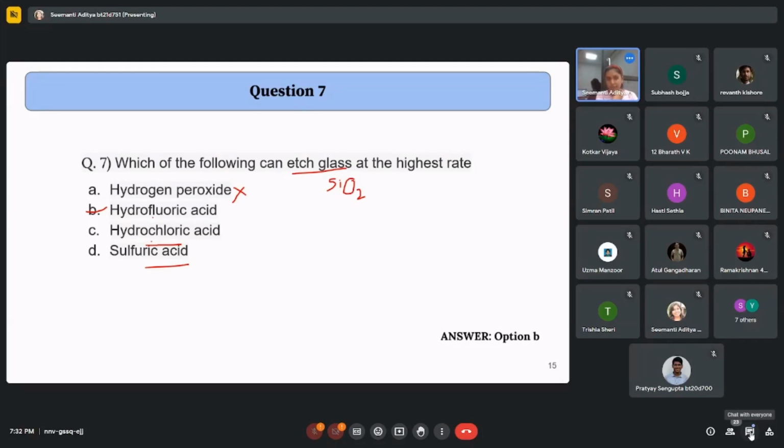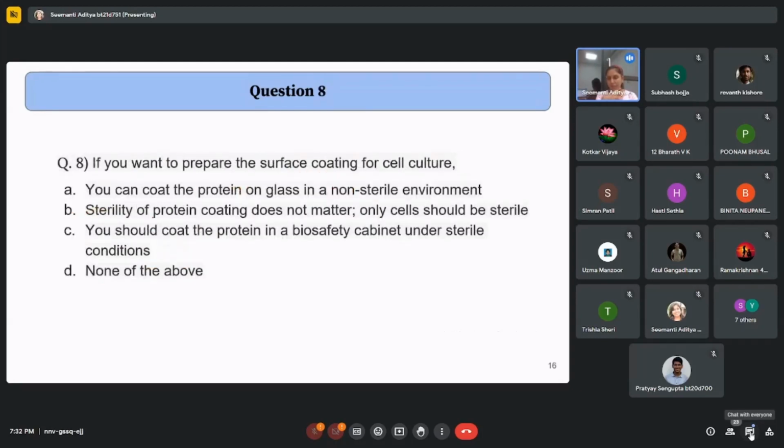Okay, not D. It has something to do with the electrons and the outermost shell. Long back in class 12 we used to study which element can replace which element, those things. So here fluorine is more electronegative as compared to oxygen, so it is going to replace it. So now next question.